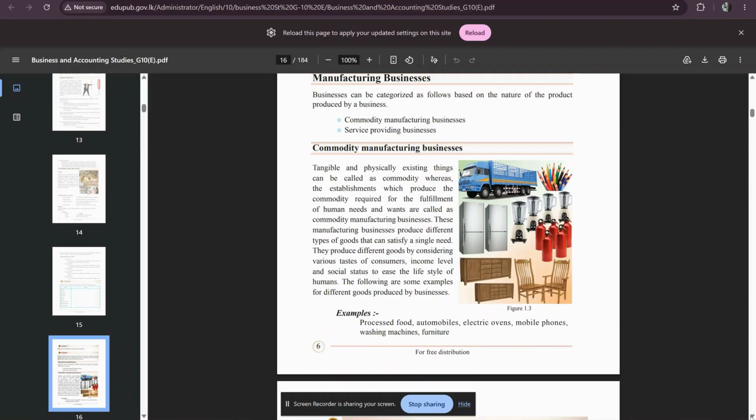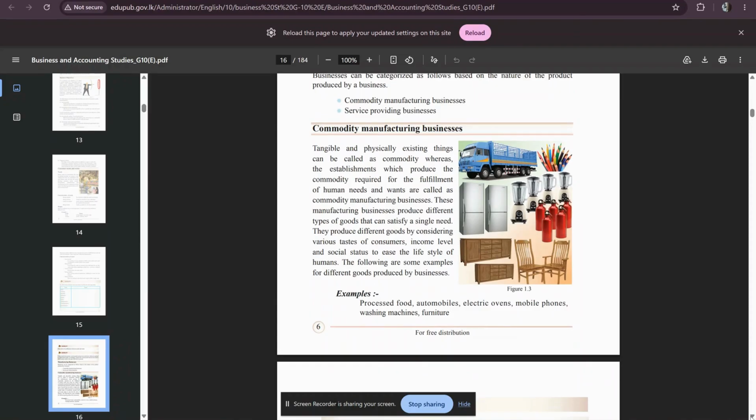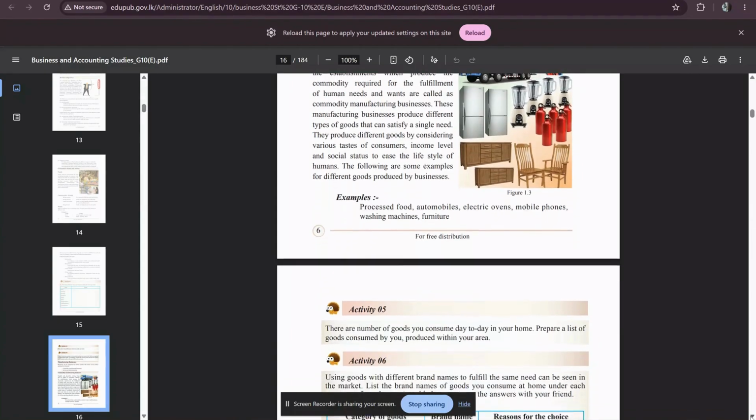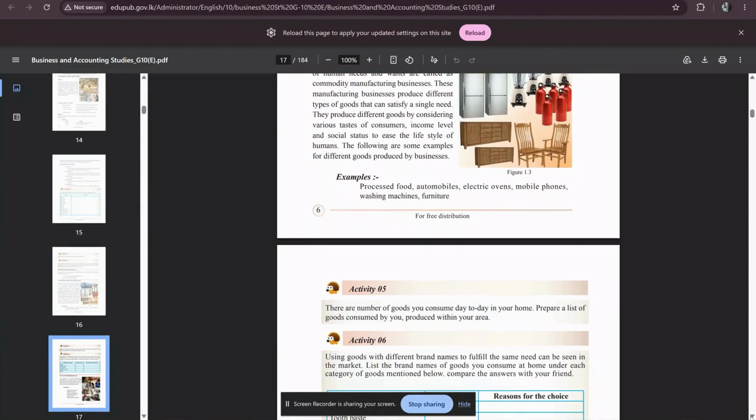These manufacturing businesses produce different types of goods that can satisfy a single need. They produce different goods by considering various tastes of consumers, income level, and social statuses to ease the lifestyle of the humans. The following are some examples of goods produced by businesses: processed food, automobiles, electronic ovens, mobile phones, washing machines, and furniture.